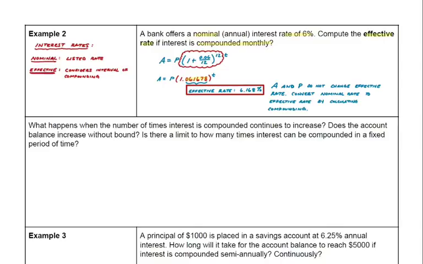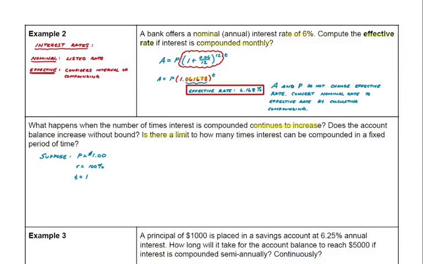But let's think about what happens when the number of times interest is compounded continues to increase. So moving from once a year to once a month to once a day, let's see what happens. Let's just come up with an example. For easy math, let's suppose that we invest $1 at 100% interest rate. So after 1 year, your money will turn from $1 to $2.